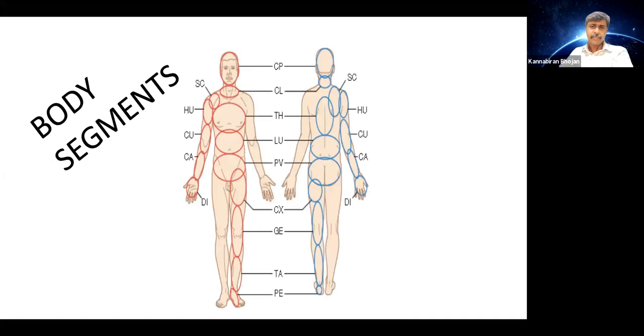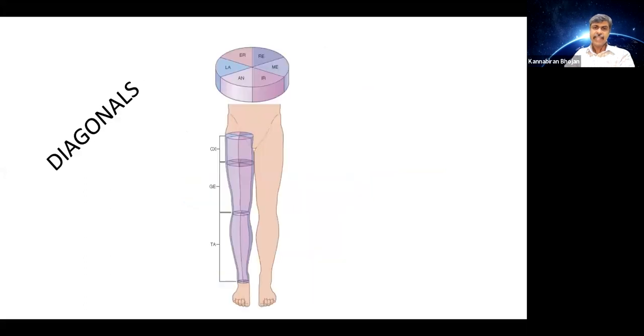So these are the body segments that we discussed. The head is called caput, the neck is column, then scapula, humerus, cubitus, carpus, and digiti. Then you have the thorax, lumbi, pelvis, coxa, that is the hip, and genu, the knee, and then the talus, and then the pes. So this is the classical set of body segments, and then this is the diagonal.